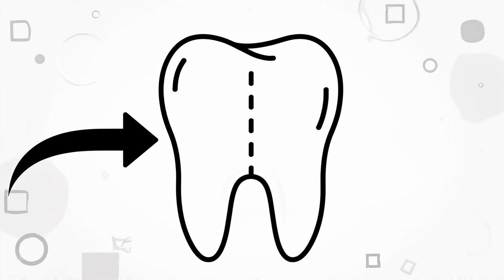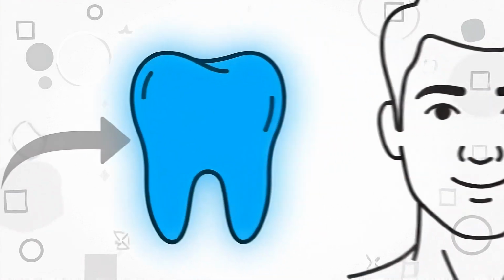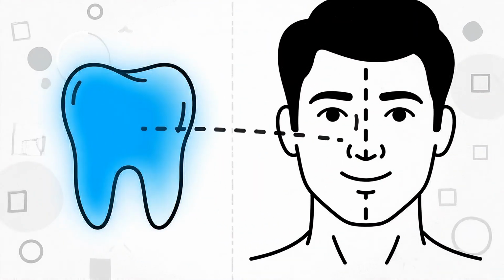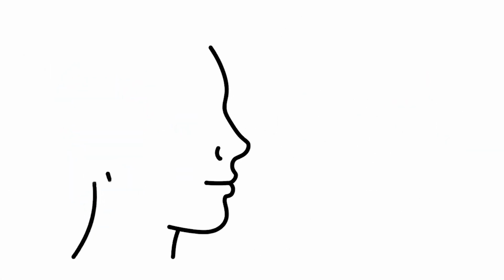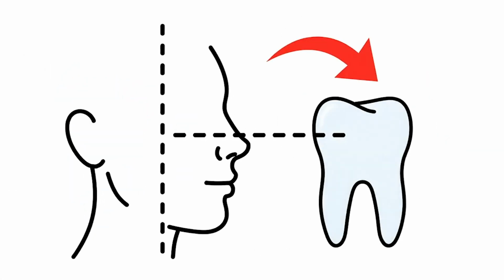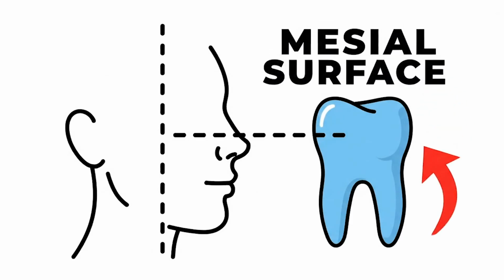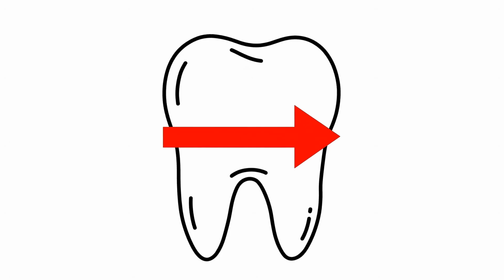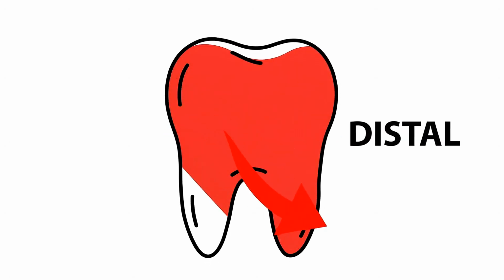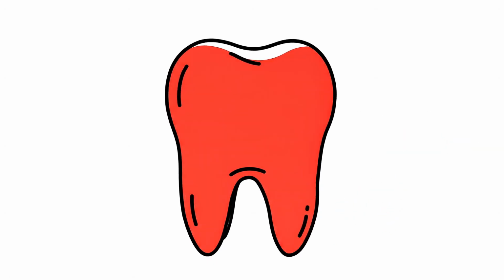3. Mesial surface. Here's where it gets interesting. Mesial means the surface closest to the midline of your face. Imagine a line running down the center of your nose. Mesial surfaces face toward that line. 4. Distal surface. The opposite of mesial. Distal means the surface facing away from the midline, toward the back of your mouth.